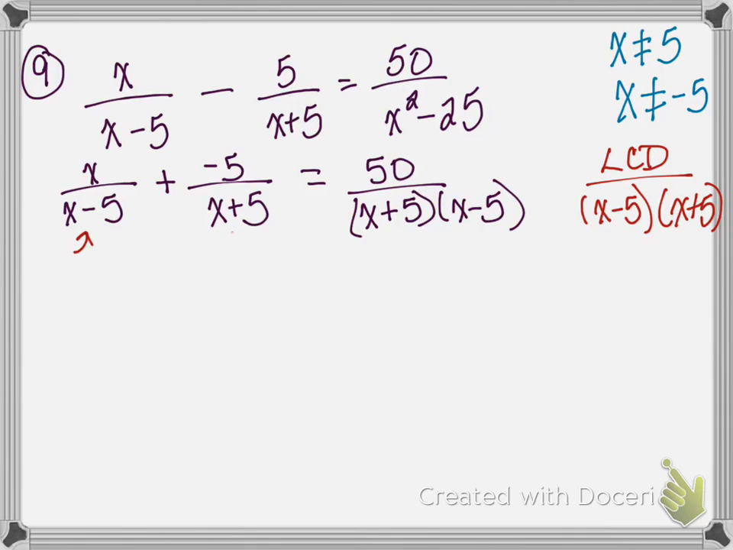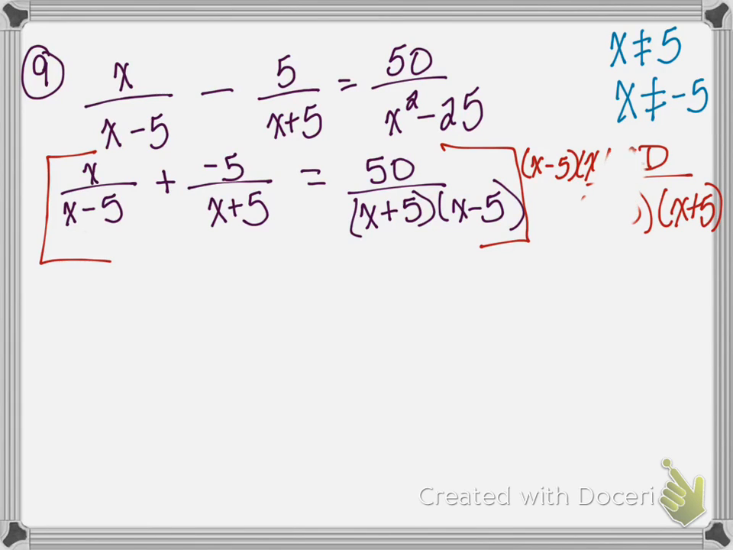Okay, now I'm going to multiply everything times my LCD. So it's x minus 5 times x plus 5 over 1. And I do that because I want to eliminate my denominators. I want to eliminate everything that's in the denominator. Okay. Whew. Let's see how little I can write. X, whoops, I don't want to do it in that color. I want to do it in this color.